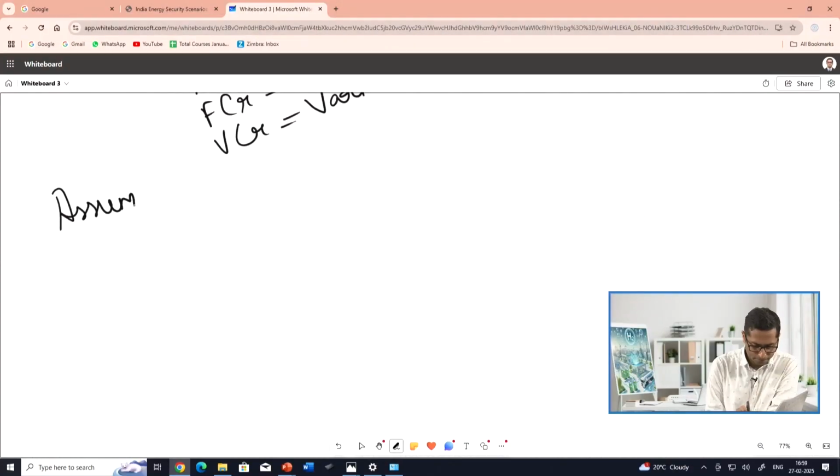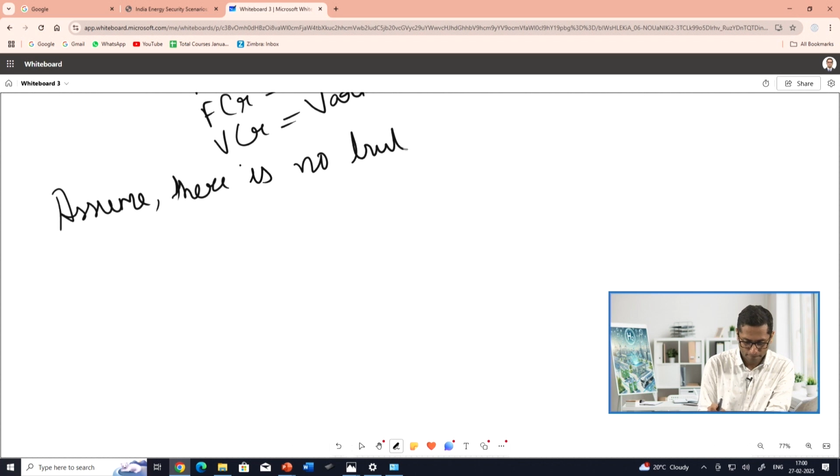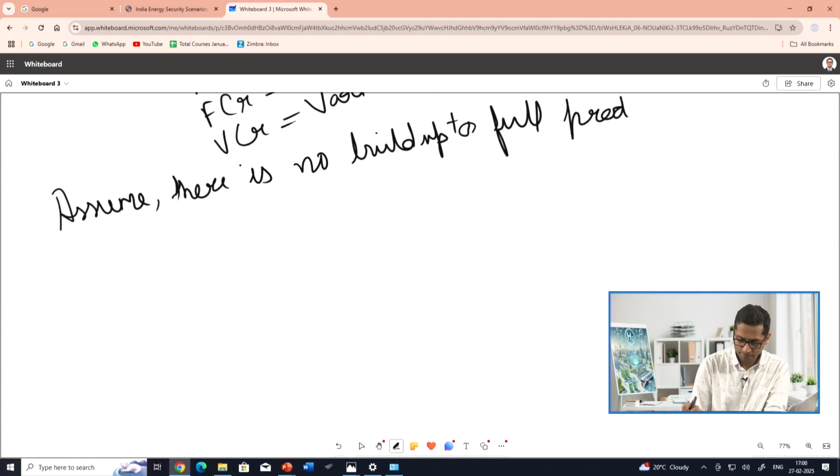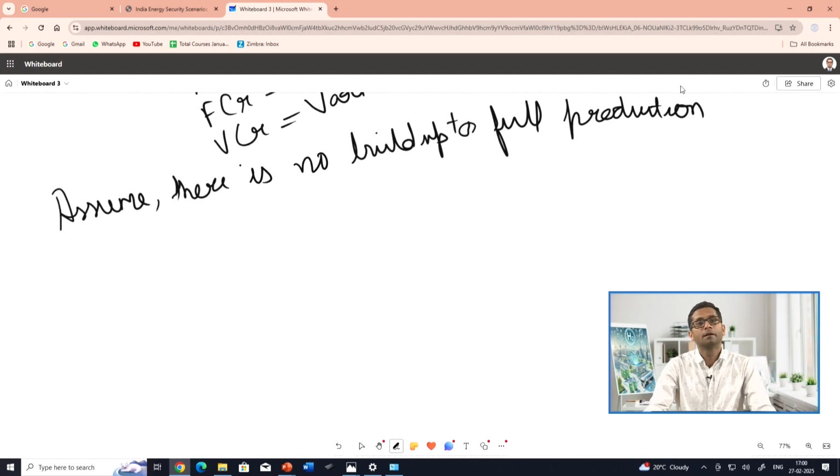So I will assume that there is no capital build up to full production, which means the production of hydrogen would start as soon as the construction is complete.